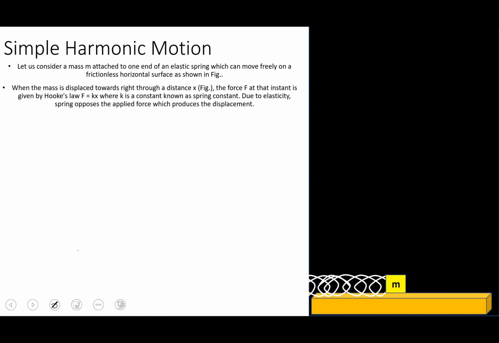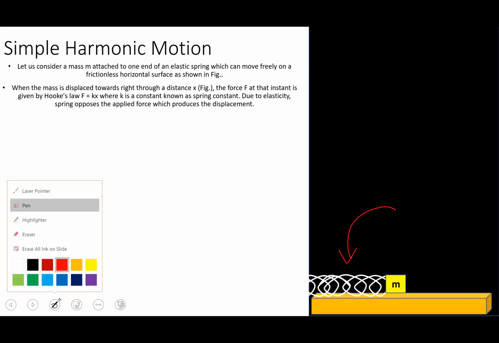Now, when the mass is displaced towards the right through a distance x, that means it is moved to the right side of the screen by a distance of x, the force Fx at the instant is given by Hooke's law. What was Hooke's law? F is equal to Kx, where K is a constant known as the spring constant. That means how much force can this spring sustain?